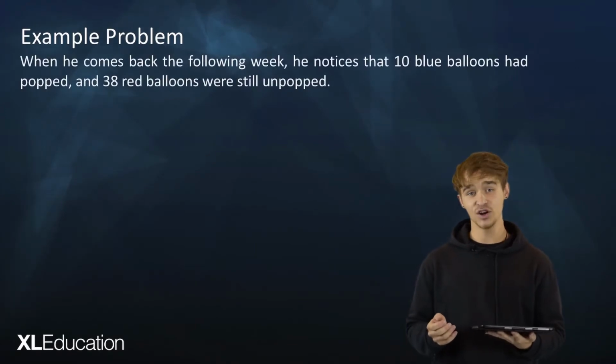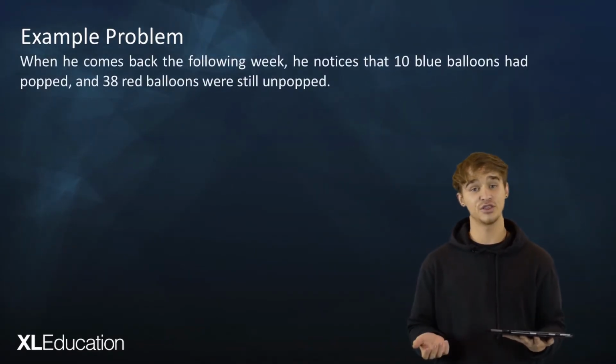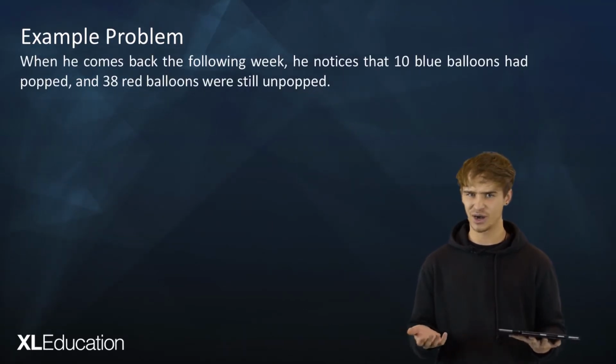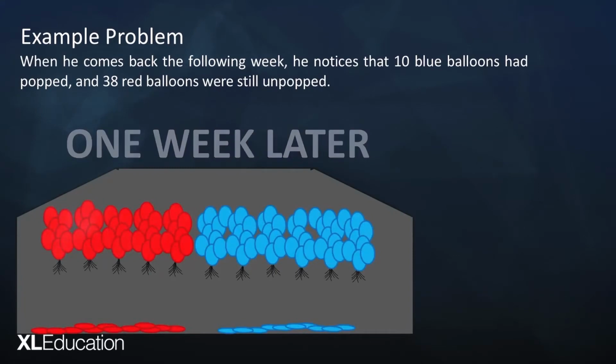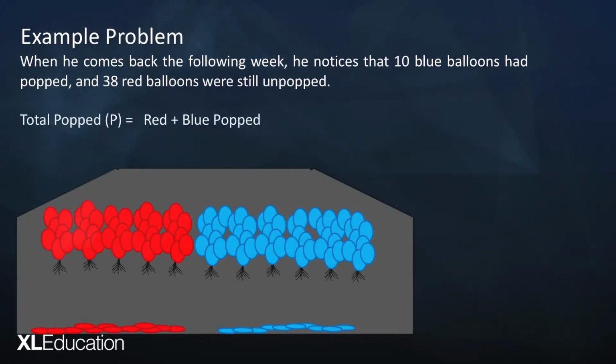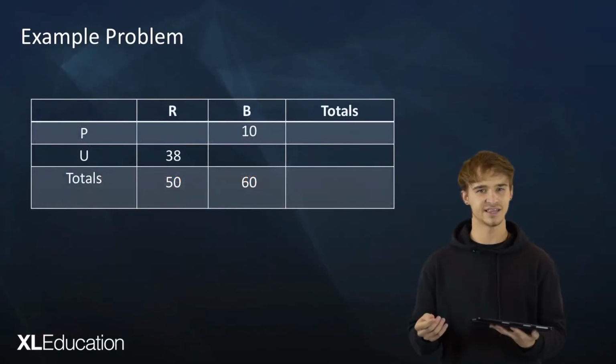When he comes back the following week, he notices that 10 blue balloons had popped, while 38 red balloons remained unpopped. For our total number of popped balloons, we can add our red and our blue popped balloons, giving us a total of 22 popped balloons. For our total number of unpopped balloons, we can similarly add our red and blue unpopped balloons, giving us a total of 88 unpopped balloons. How did we arrive at that number?